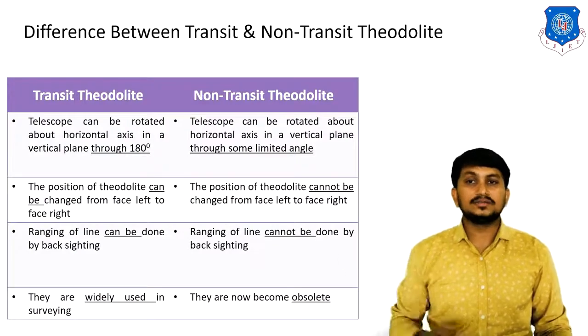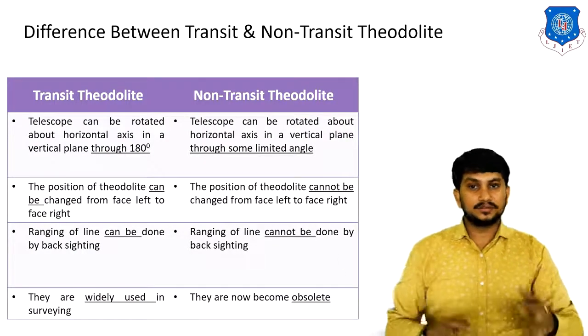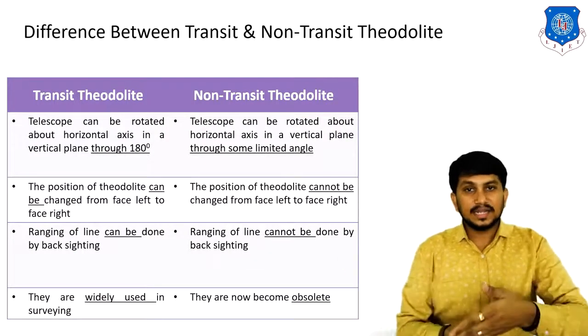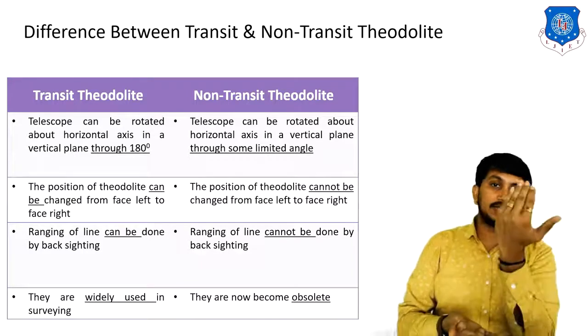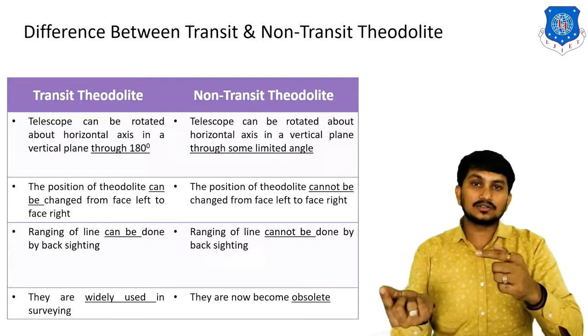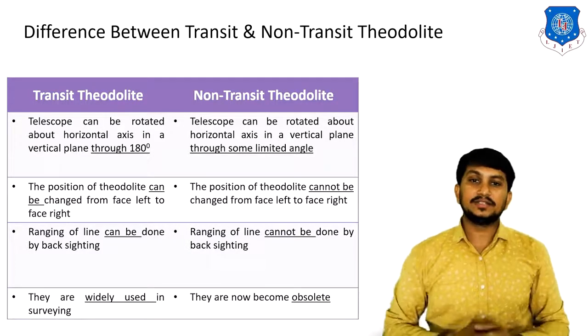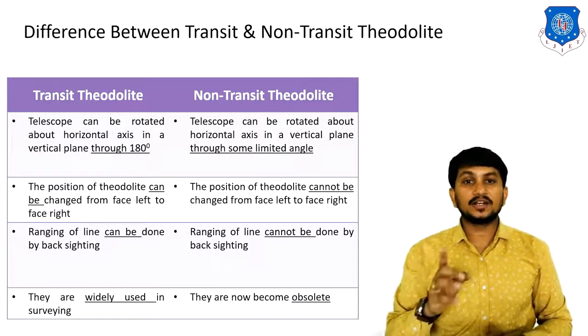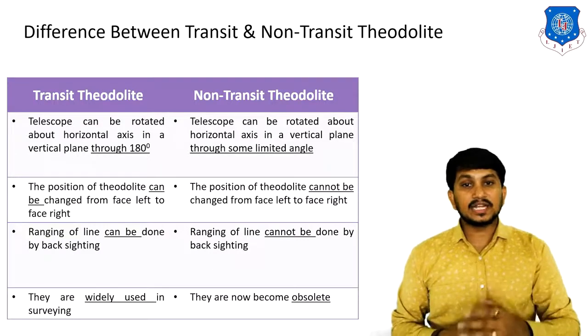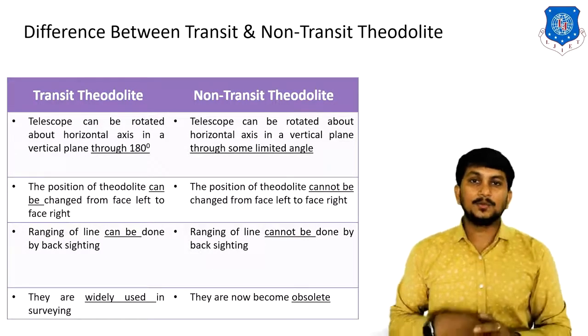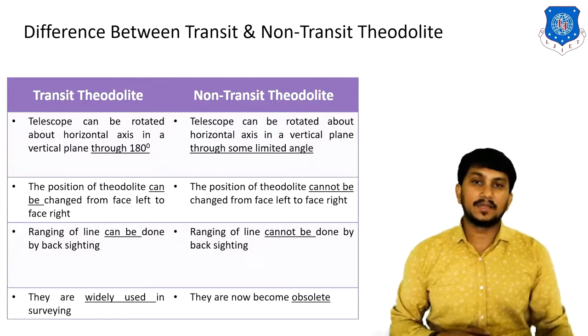In transit theodolite, telescope can be rotated about horizontal axis in vertical plane through 180 degree. So you can rotate the telescope through 180 degree like this. While in non-transit theodolite, telescope can be rotated about horizontal axis in a vertical plane through some limited angles, about 45 degree or 60 degree angle.